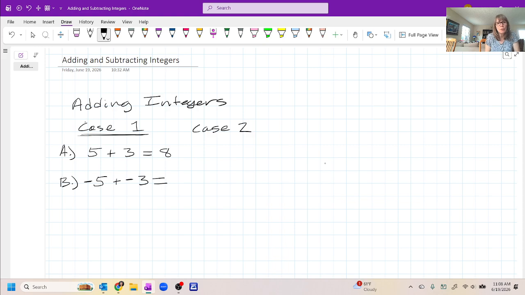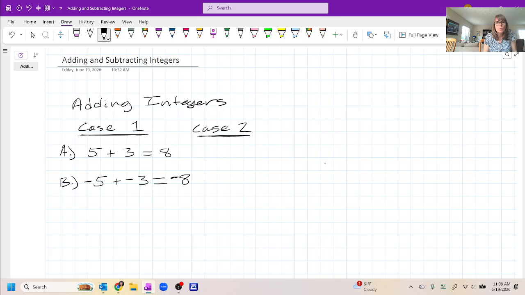Altogether you have $8. In part B, you have negative $5, so you're in debt $5, and then you're adding another debt. So you have two big piles of debt you've got to pay off. So altogether your debt is negative 8. That's like your net worth. That's how much money you have altogether.